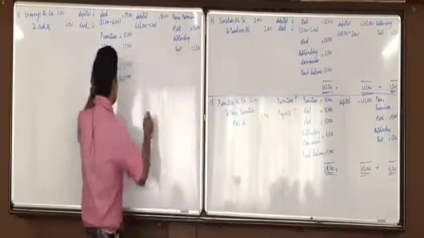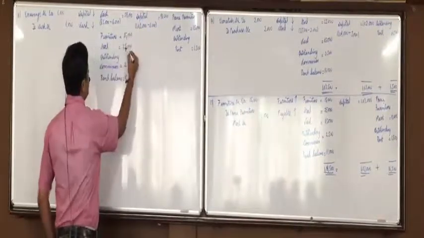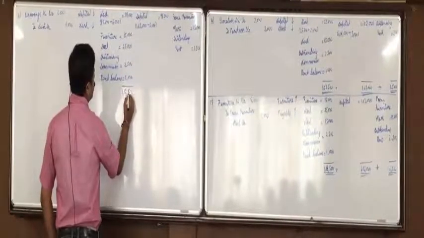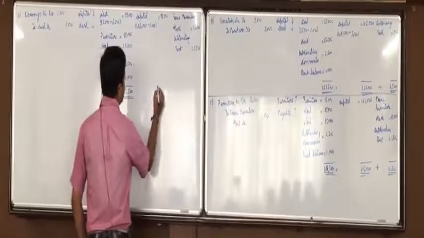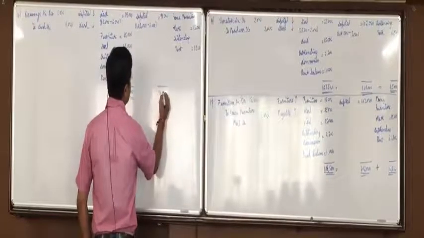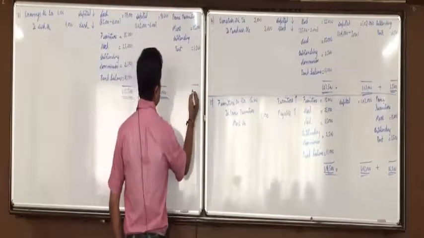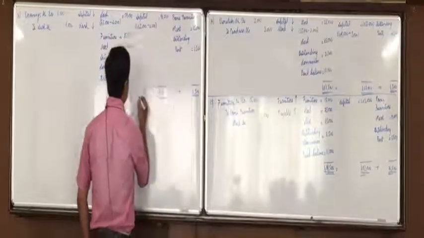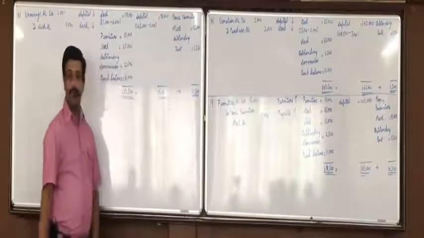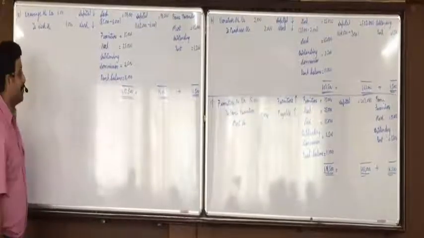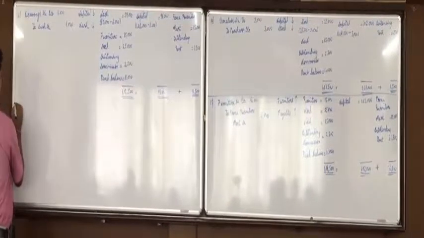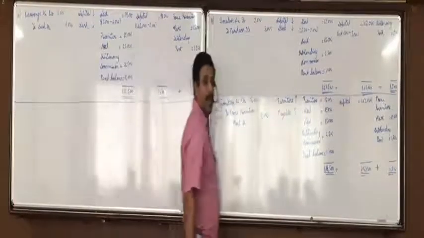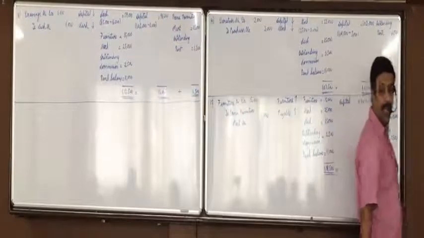Now, totals if we do 59, 74, 99, 101, 112,500, 96,000 plus 16,500, does it come to 1,12,500 or not? All okay with this? Raise your hand who did not understand up till here. Anything?